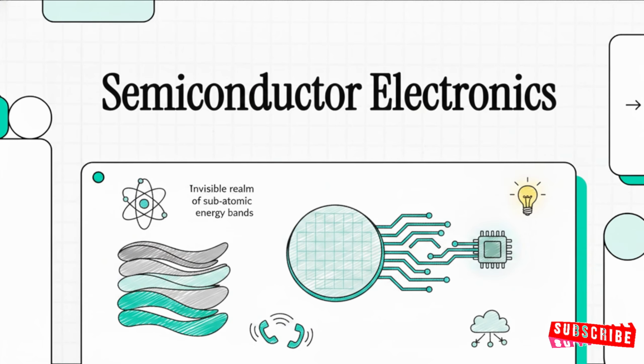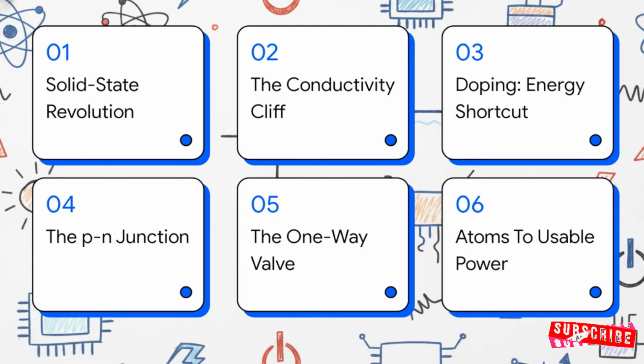Let's get into it. So here's our roadmap for today. We'll start with the solid-state revolution, move right into the conductivity cliff, and then explore doping as an energy shortcut. After that, we'll bring it all together with the PN junction, the one-way valve, and finally see how we go straight from atoms to usable power.